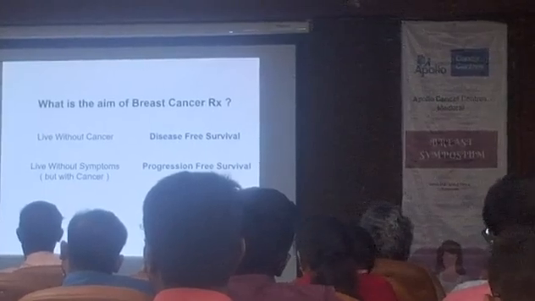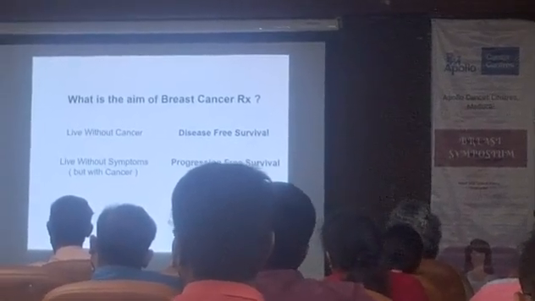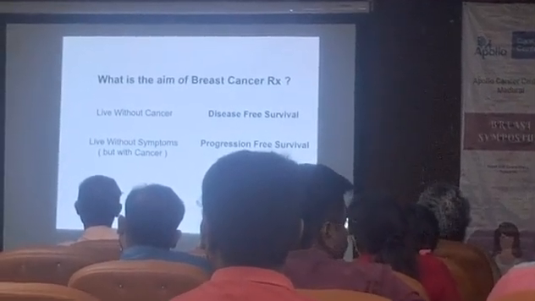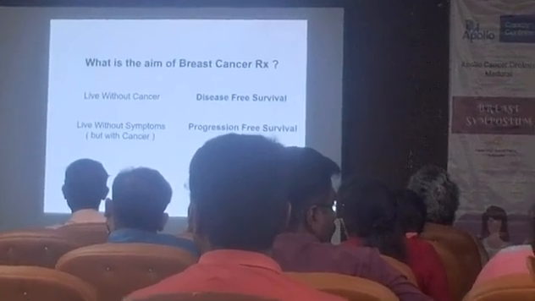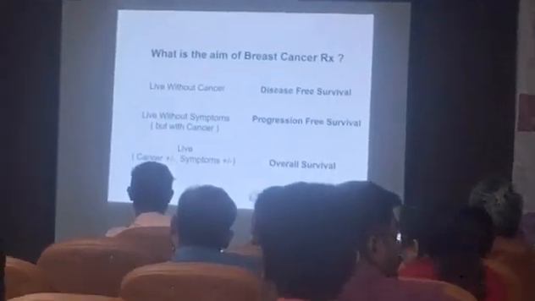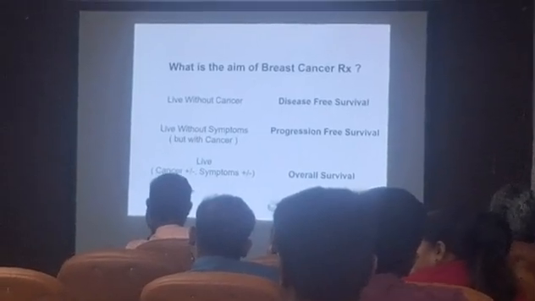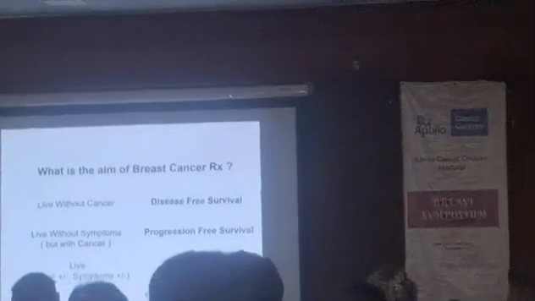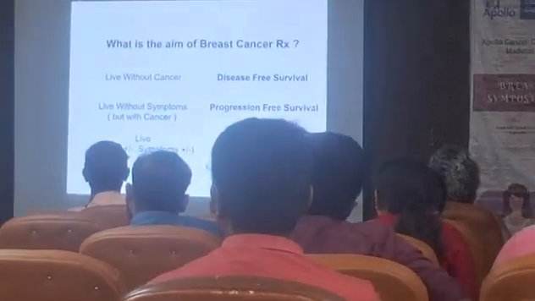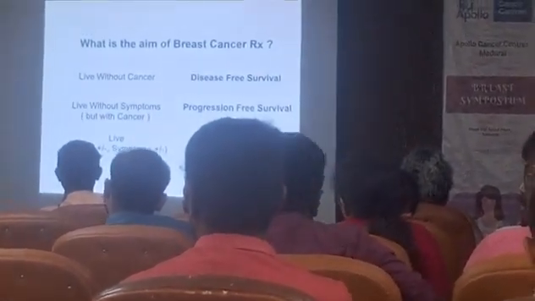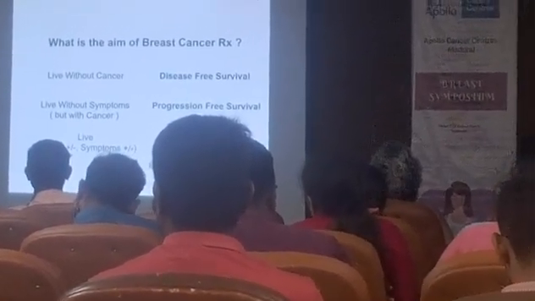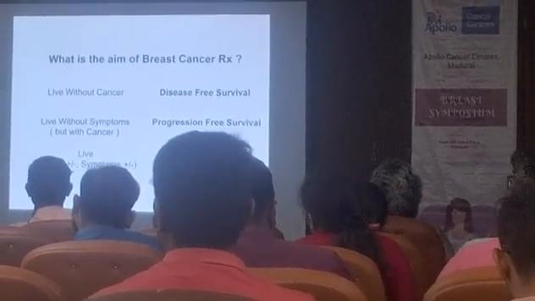So at some point of time, even after treatment, all treatments have failed. The patient continues to have disease, continues to have symptoms also, but the patient is not dead yet. They will live on for a few more months. So what is this survival called? This is called overall survival. So if a patient is diagnosed with CA breast in 2010, and they die in 2025, let us say, they will go through all these phases. They will go through a phase of disease-free survival, then progression-free survival, then living with symptoms.